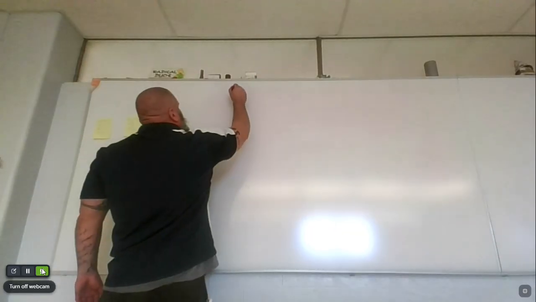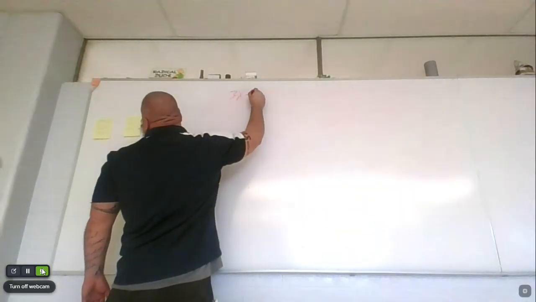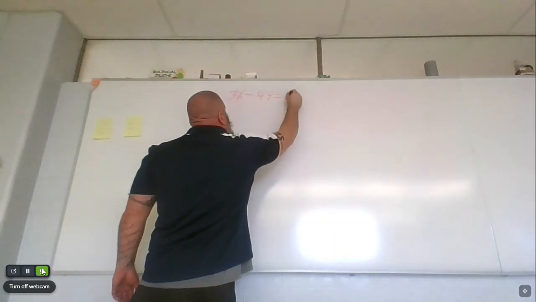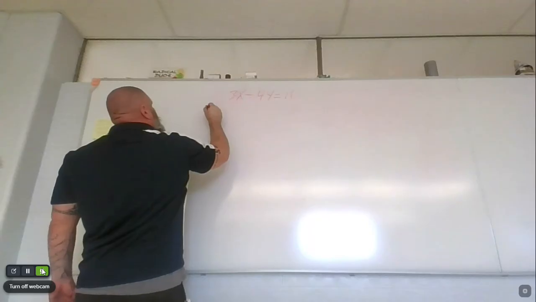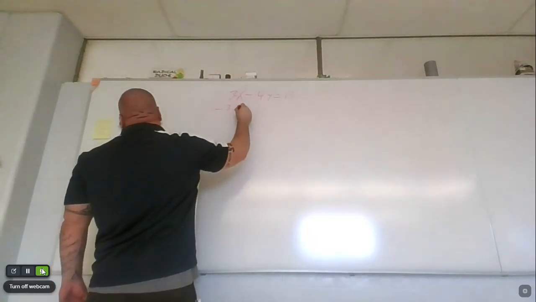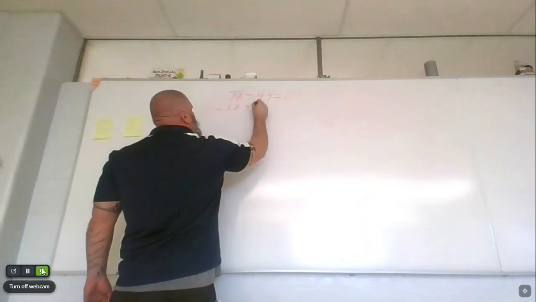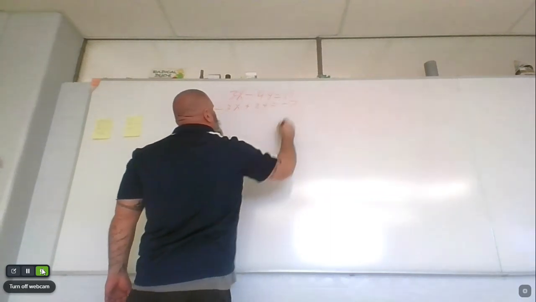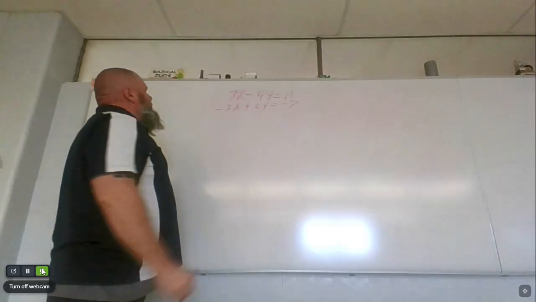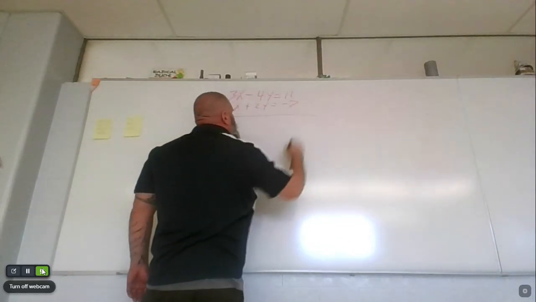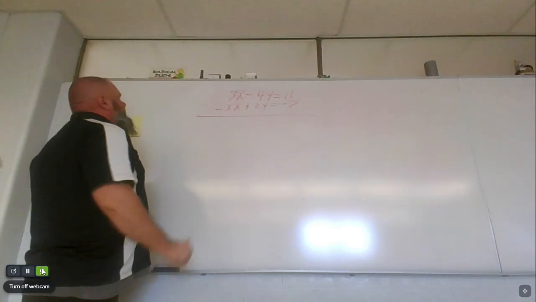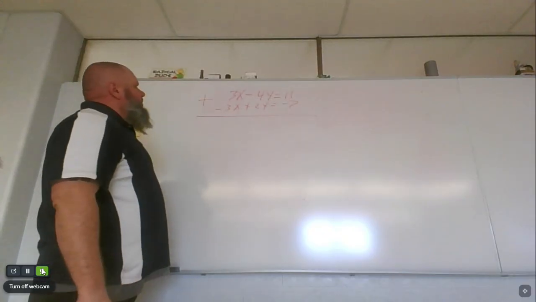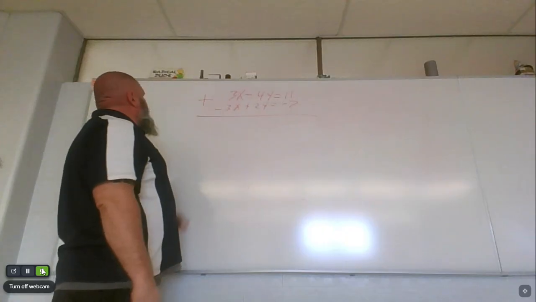So suppose I give you the system 3x minus 4y equals 11 and negative 3x plus 2y equals negative 7. What I'm going to do is add these together. So let's just take it one step at a time.